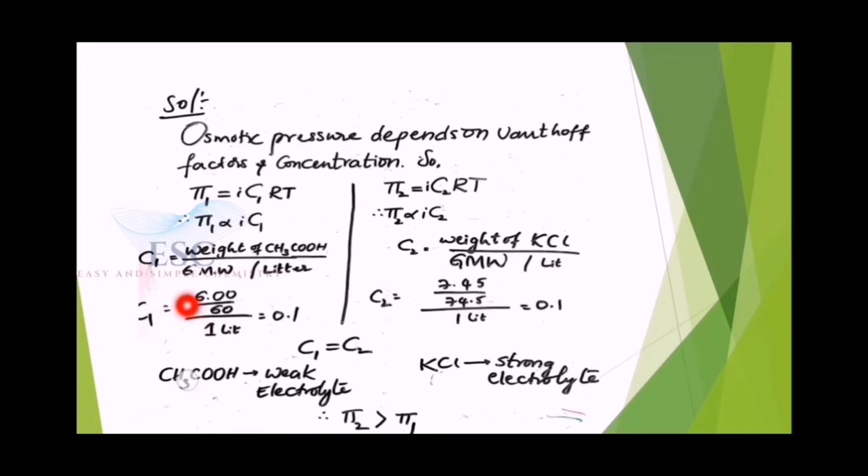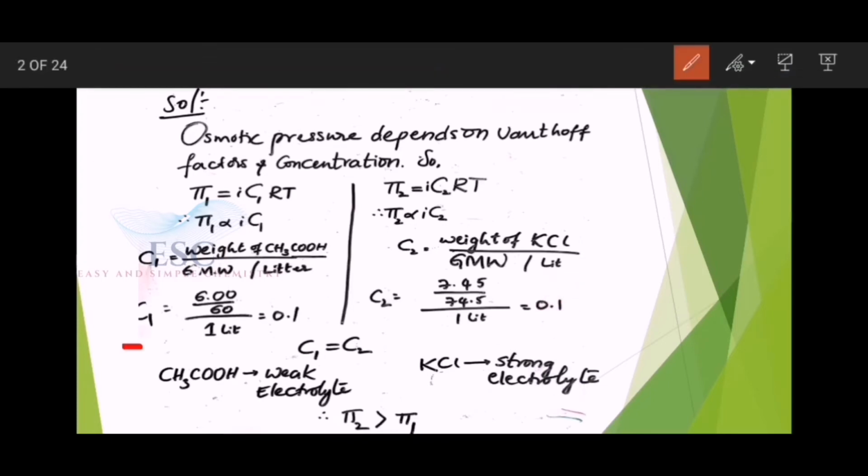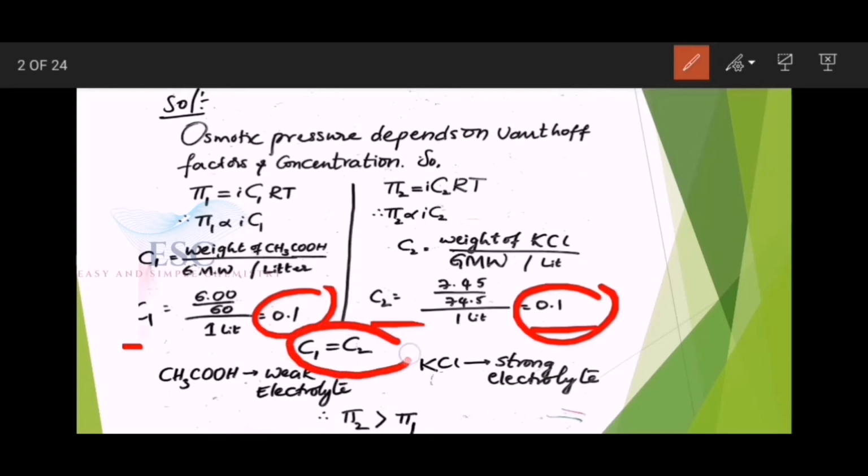C1 is equal to 6 by 60. 6 is already given in the question, that is the weight of the acetic acid. 60 is the gram molecular weight of the acetic acid per liter. C1 is 0.1. C2 is equal to 7.45, that is the weight of the potassium chloride, already given in the question. 74.5 is the gram molecular weight of the potassium chloride per 1 liter. The value of C2 is also 0.1. The C1 concentration and the C2 concentration both are 0.1, so both concentrations are the same. That's why C1 is equal to C2.